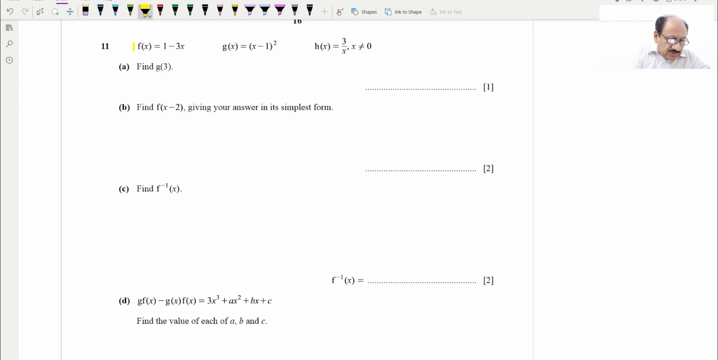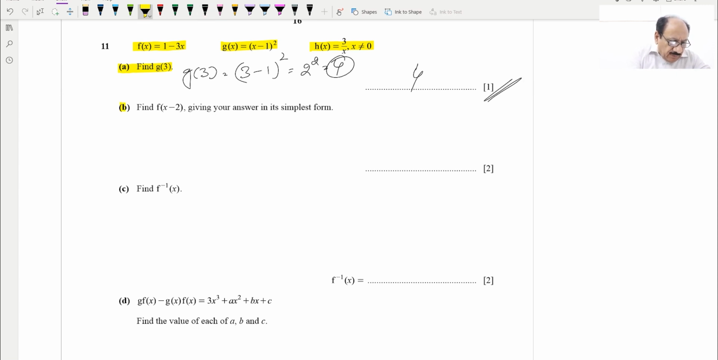So f of x is provided, g of x is provided, and h of x is provided with the condition x is not equal to 0. First of all, in part a, we need to find g of 3. In g of x we replace x with 3, and we get g of 3 is equal to (3 minus 1) squared, which is 2 squared, which is 4. So the answer we write here is 4. This is a 1 mark straightforward question.